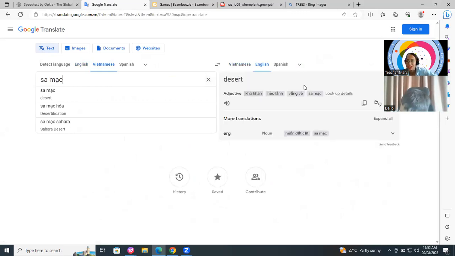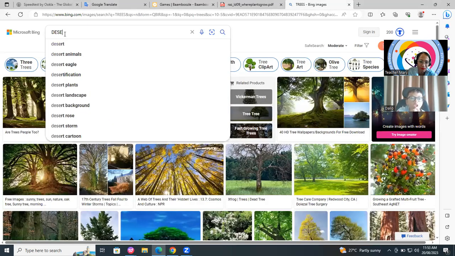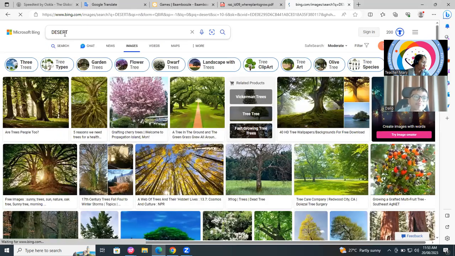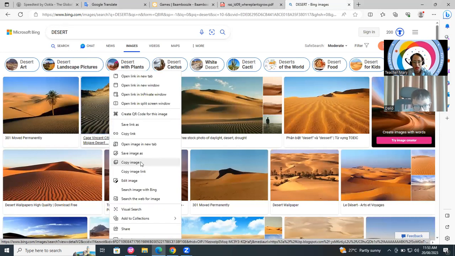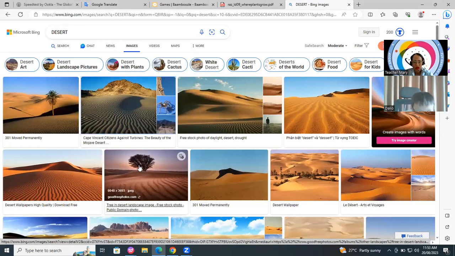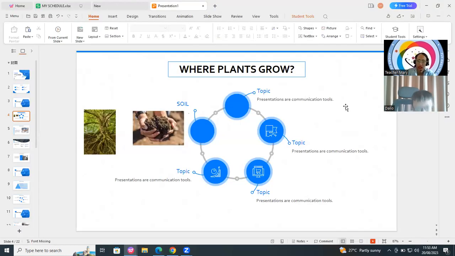Desert. Okay. Can you say it? Desert. Yep. Okay. We've got desert. Choose a picture, please. Picture two. All right. Now we've got a picture of a desert. And let's put the desert in here.